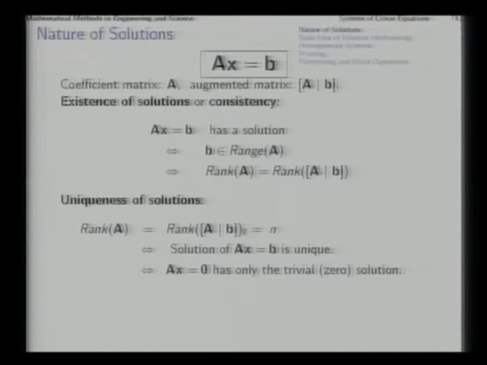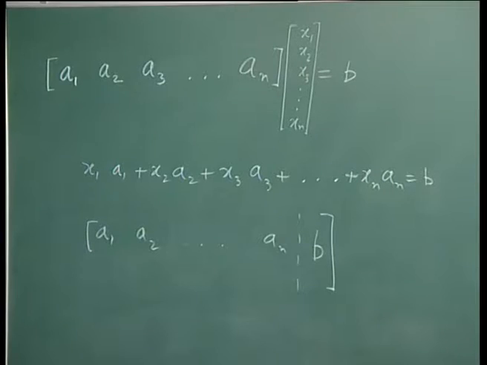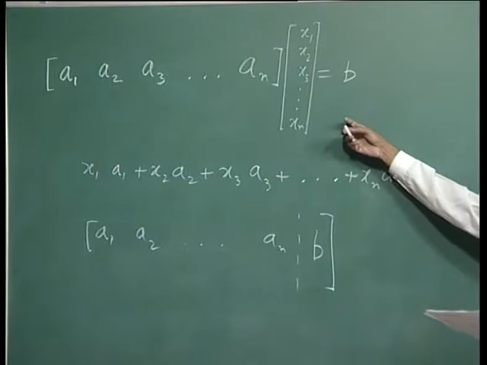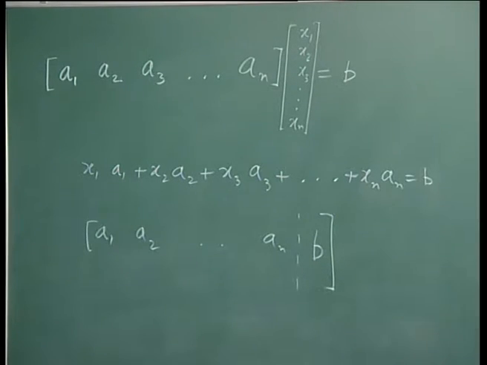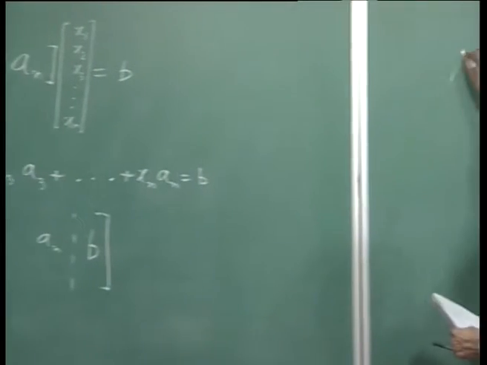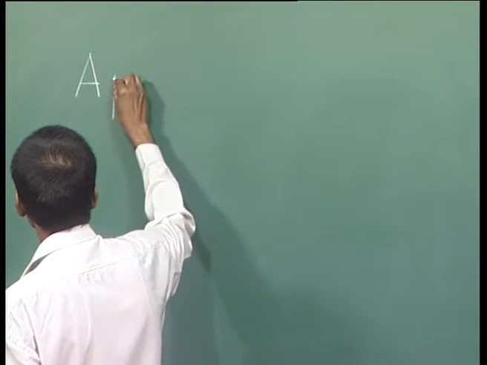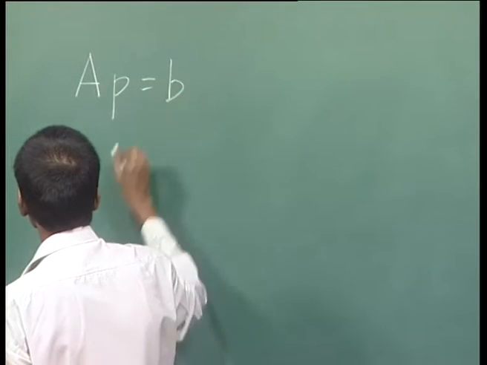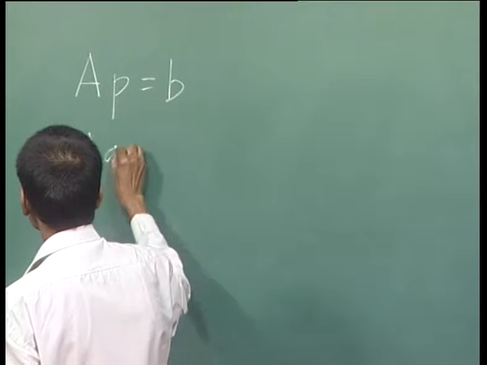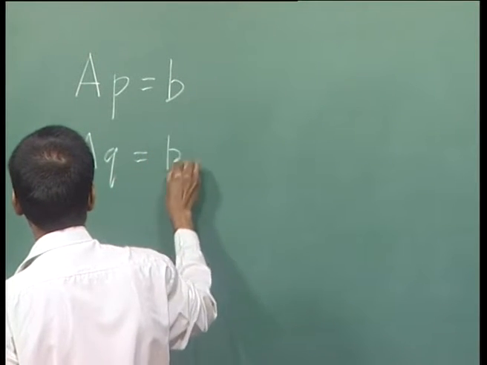Now, to establish the result as shown here, we consider this situation. Suppose P and Q are two different solutions of this system Ax = b. Then we can say AP is b as well as AQ is also b, right?